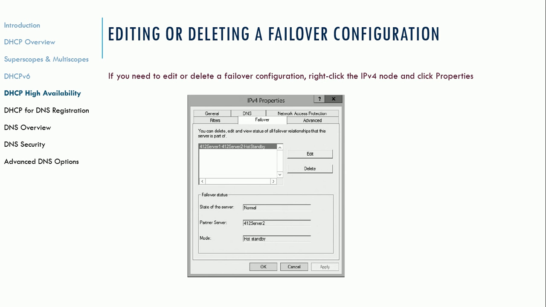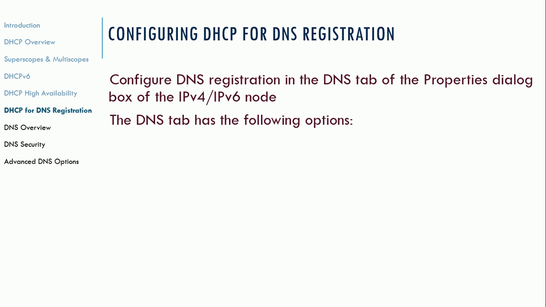If you need to edit or delete the failover configuration, you can do so in the properties dialog, and that's it. So in the next slide deck, I'm going to talk about DHCP and DNS and how we can use these together to do registration on our network.